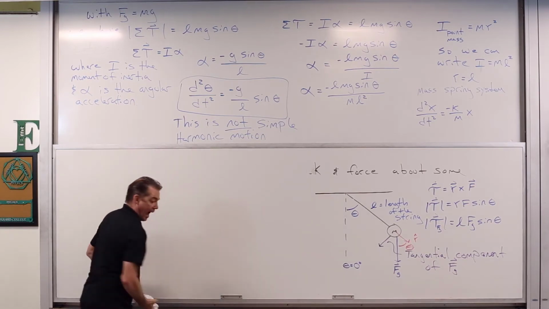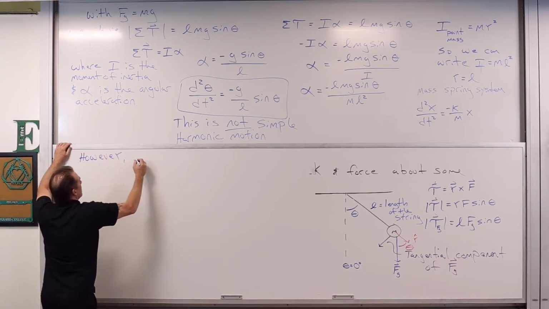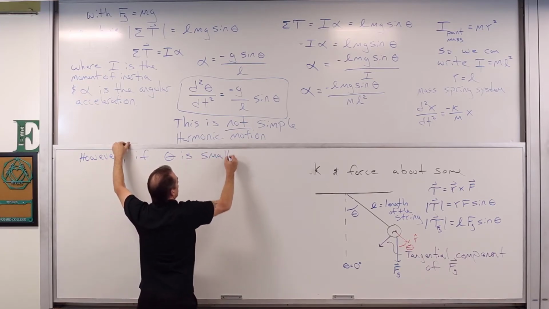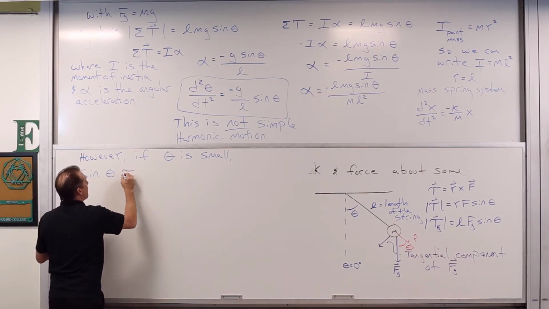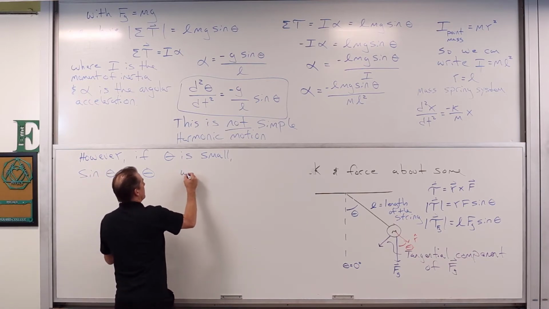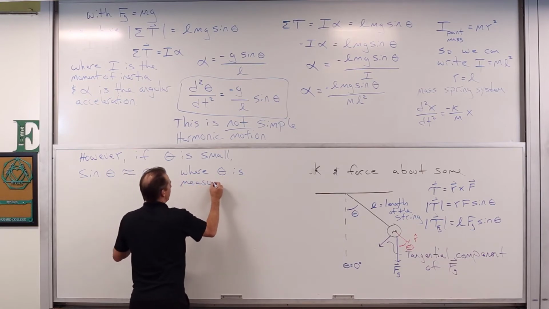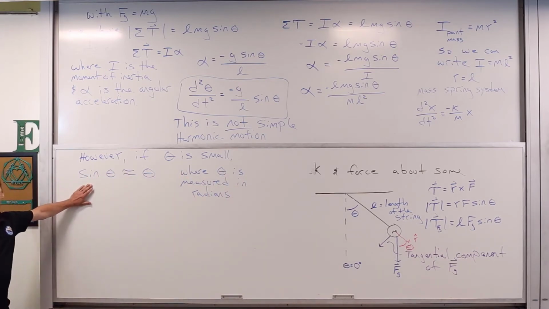So we'll go ahead and write, however, if theta is small, the sine of theta is approximately equal to theta. Theta is measured in radians. This is known as a small angle approximation for the sine of theta.